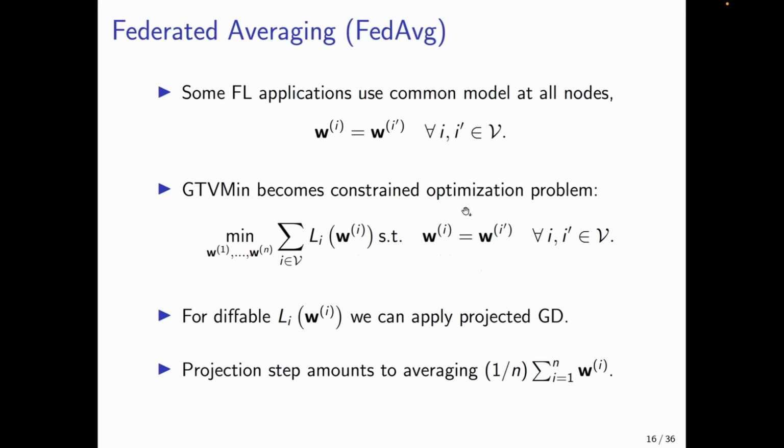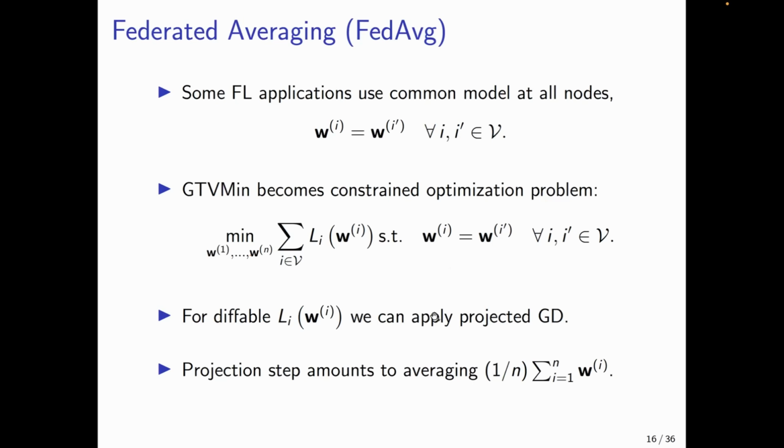In GTV minimization, we only penalize differences between connected nodes, but now we are very strict. We require that the local model parameters at any two nodes are exactly the same. You can show that training a single model on all local data sets together is the same as minimizing the sum of local loss functions under these constraints. For each possible choice of two nodes, we require that the local model parameters are identical. So this means all local model parameters must be the same.